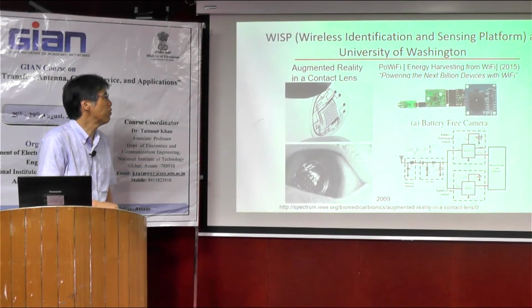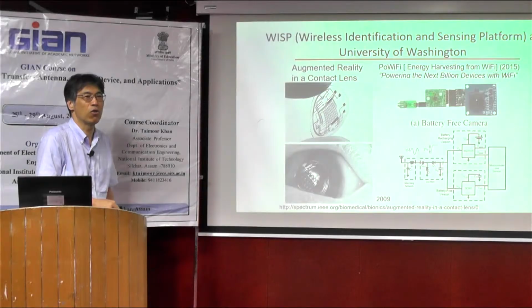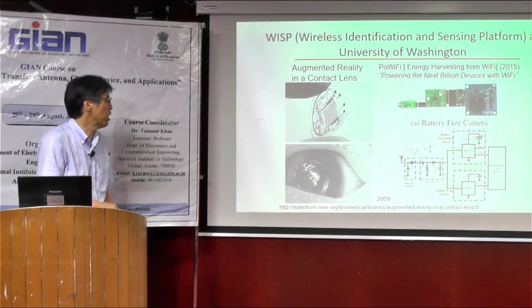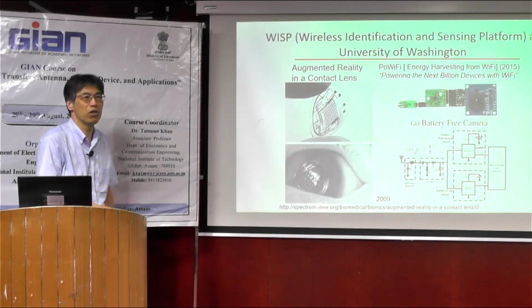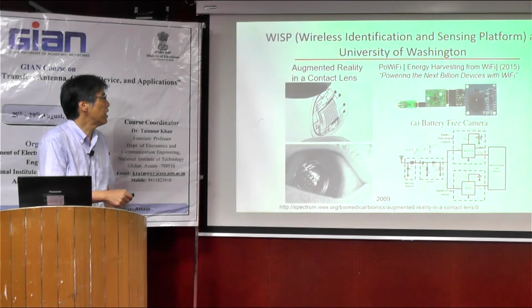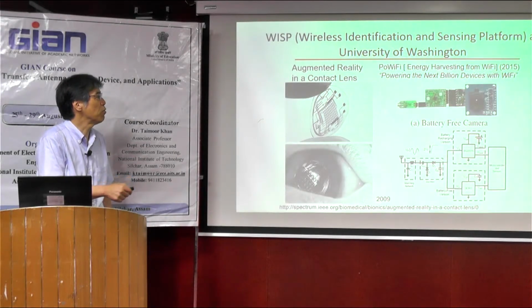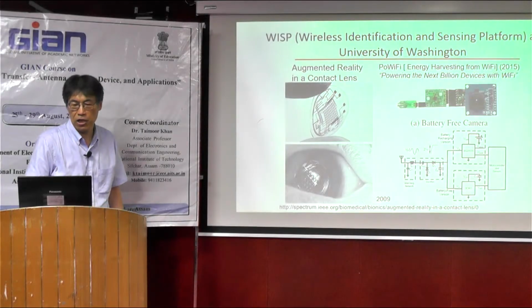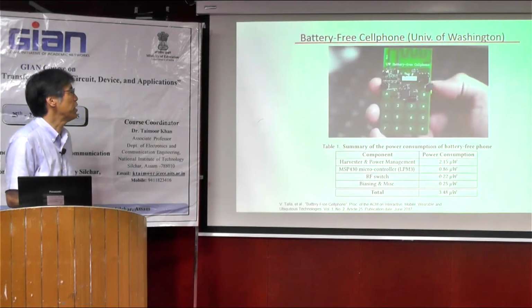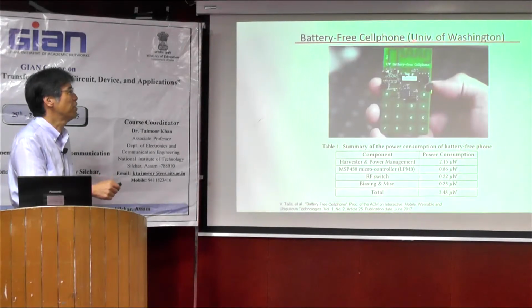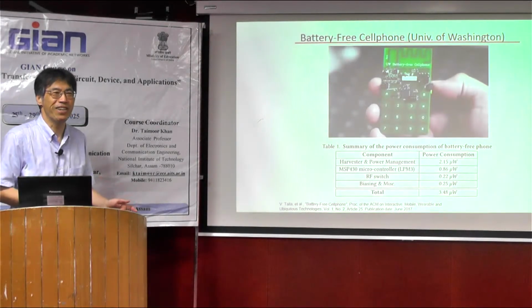But unfortunately, this project was stopped now. But we can get this information on the website. And recently, this University of Washington group developed, for example, a battery-free camera or battery-free sensor, etc. And additionally, I was very surprised to find it. They developed a battery-free cell phone. There is no battery in this cell phone.